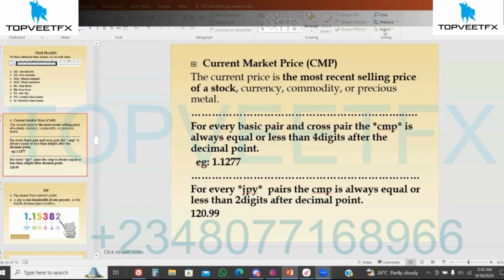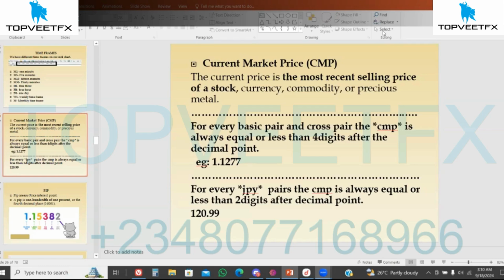In this video, we want to talk about current market price, which is CMP. The current price is the most recent selling price of a stock, currency, commodity, or precious metal.